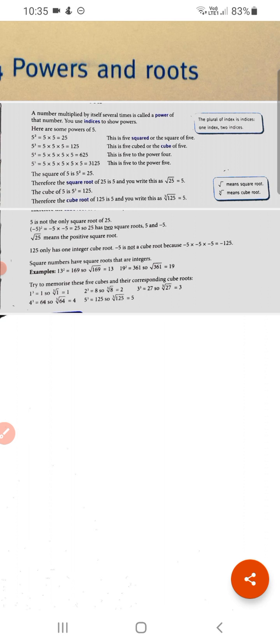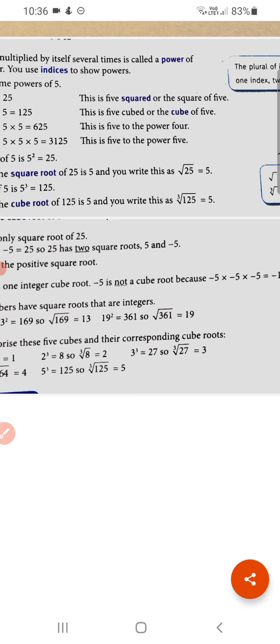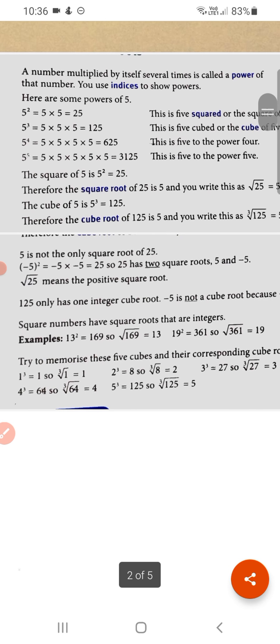Powers and roots. A number multiplied by itself several times is called a power of that number. We use indices to show powers, that is, how many times we are multiplying a number. That is the index or indices. The plural of index is indices.